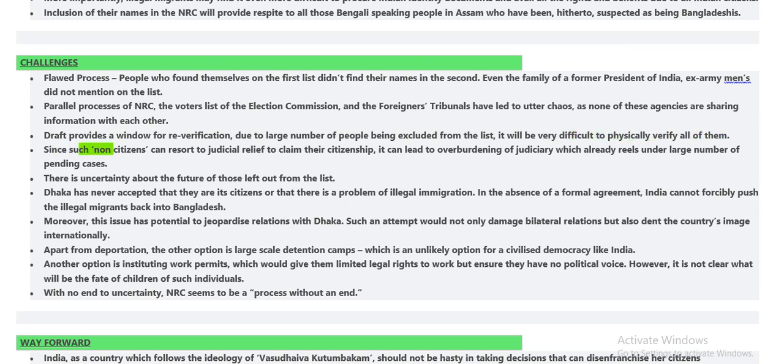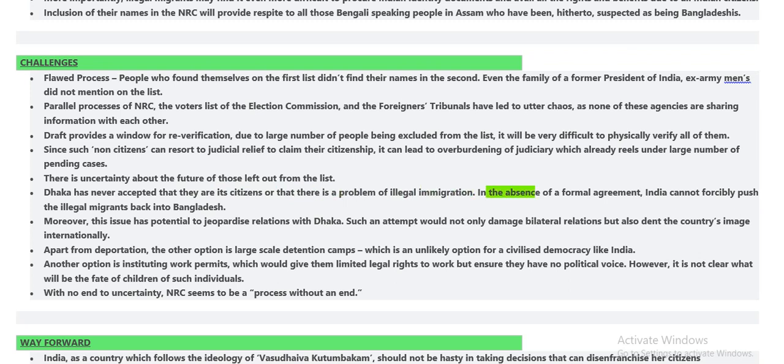Draft provides a window for re-verification. Due to the large number of people being excluded from the list, it will be very difficult to physically verify all of them. Since such non-citizens can resort to judicial relief to claim their citizenship, it can lead to overburdening of the judiciary, which already reels under a large number of pending cases.